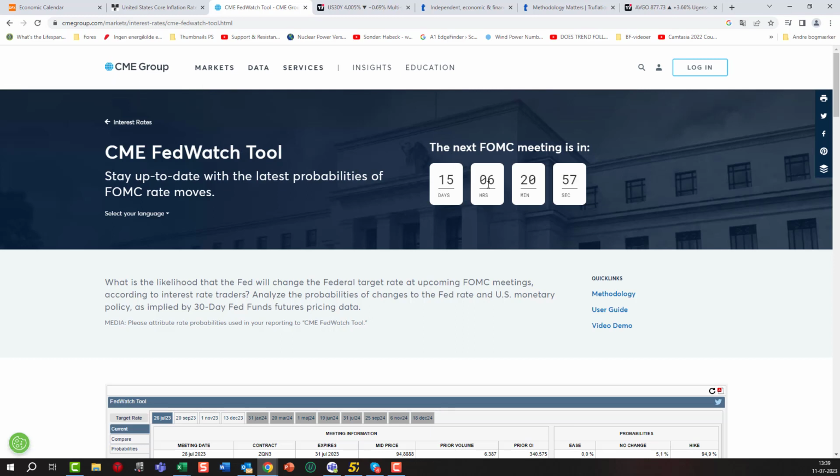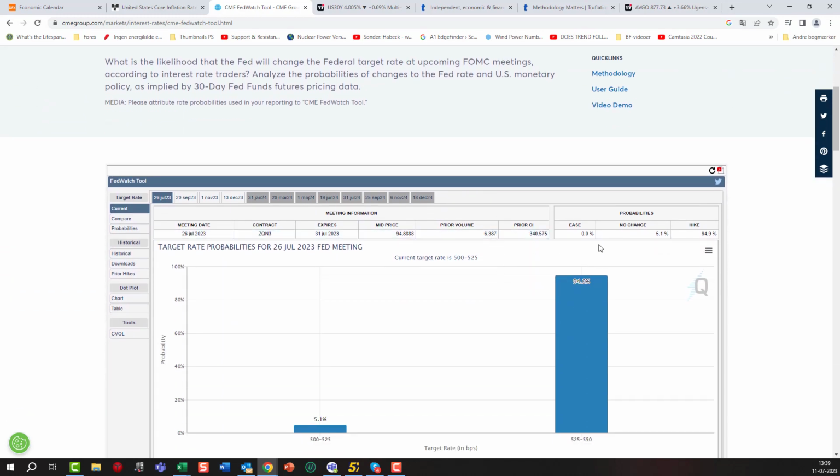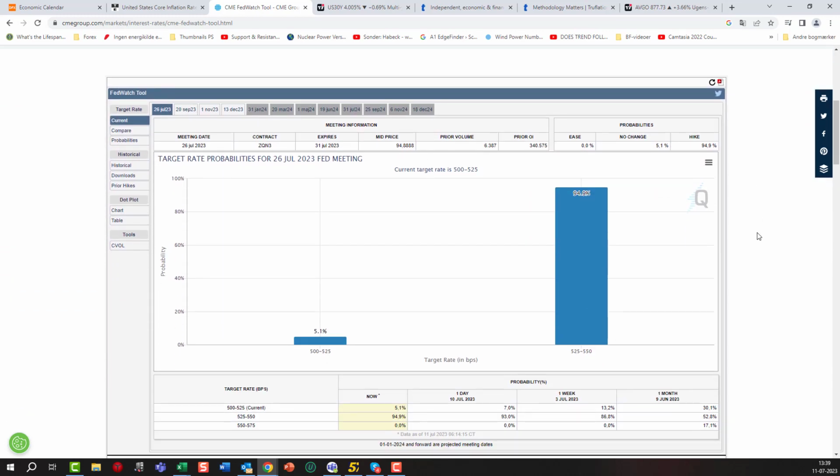You can see there's 15 days and 6 hours to the next FOMC meeting where they are telling us what they are planning for the interest rate. Right now, the market is pricing in around 95% probability of one rate hike next time. They are simply doing this to put a bit of a brake or a bit of a hold on the economy so that the inflation drops.